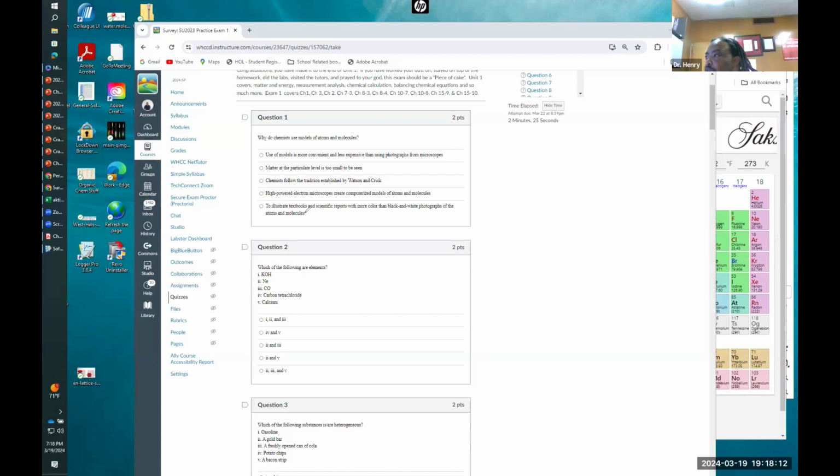E, to illustrate books and scientific papers with more color than black and white photographs of the atom and the molecule. Which one do you guys think it is? Maybe matter at the particulate level is too small to be seen. That is correct. Okay.